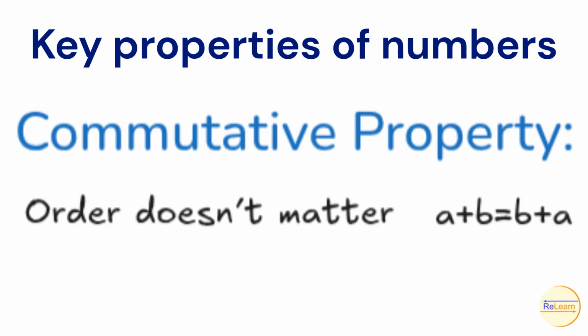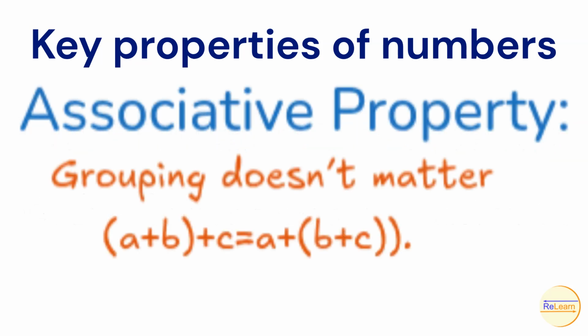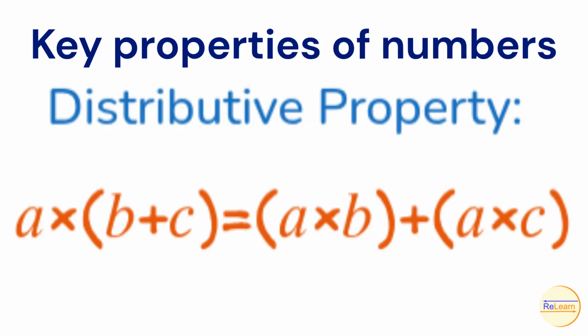Key properties of numbers. Commutative property: order doesn't matter. A plus B is equal to B plus A. Associative property: grouping doesn't matter. A plus B plus C is equal to A plus B plus C. Distributive property: multiplication distributes over addition. A multiplied by B plus C is equal to A multiplied by B plus A multiplied by C.